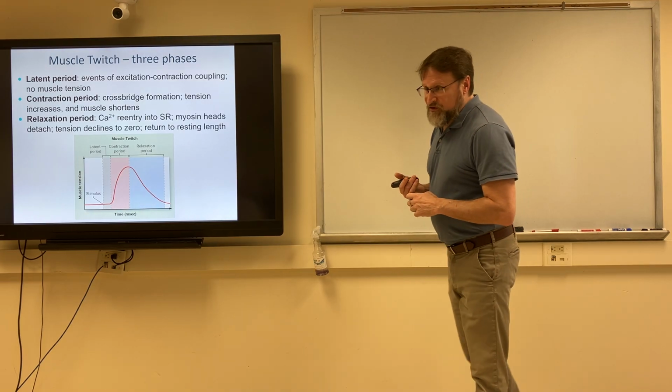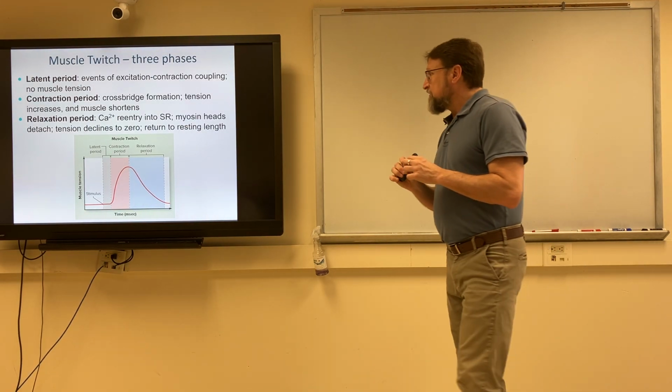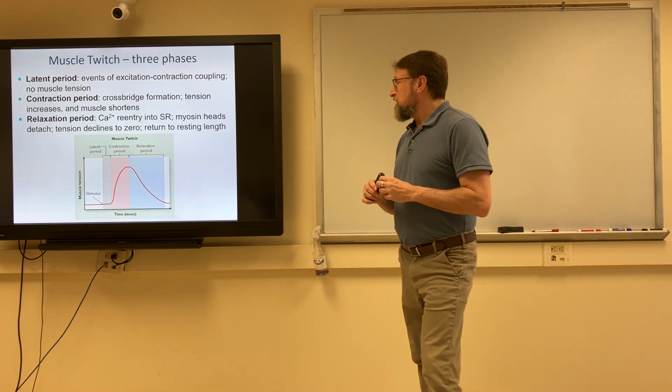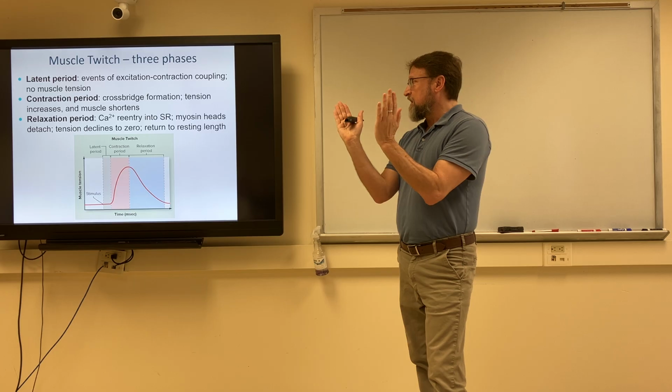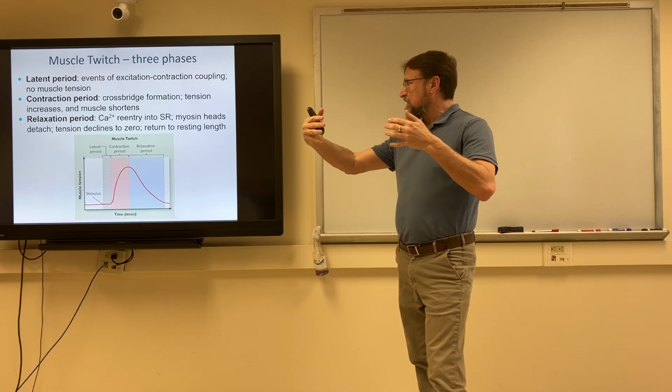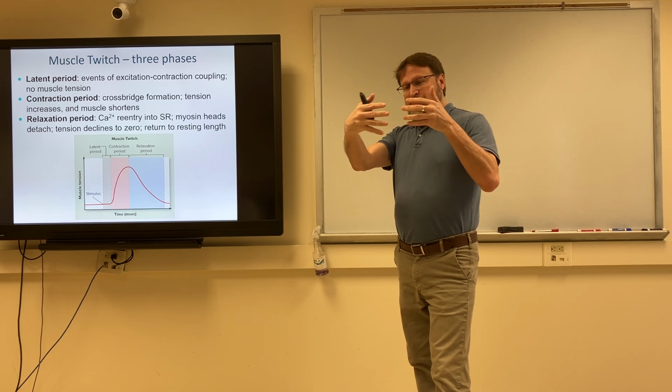So remember the relaxation period. This is when ATP kicks in. The calcium that was sitting on the troponin goes back into the sarcoplasmic reticulum. The myosin heads detach. They reset. They cock back, if you will. Tension drops back to zero, and everything goes back to its length. So they were here, and then they go right back where they were.